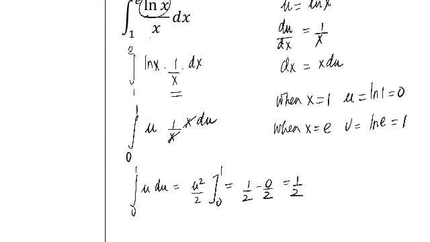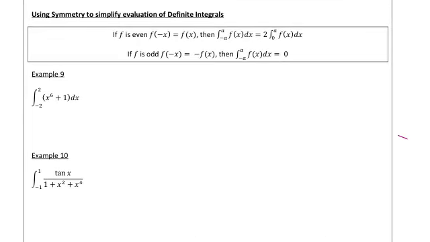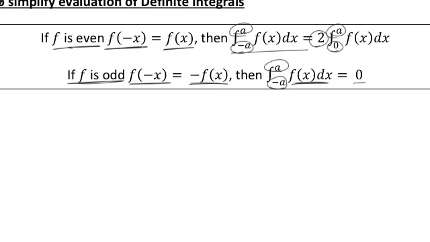Okay, one last little topic which we've already mentioned, but I wanted to write it down for you, is we can sometimes use symmetry to simplify the evaluation of a definite integral. If f of x is even, then f of -x equals f of x, and the integral from -a to a will be the same as twice the integral from 0 to a. If f is odd, then f of -x is equal to -f of x, and then the integral from -a to a of f of x dx will be 0, right?